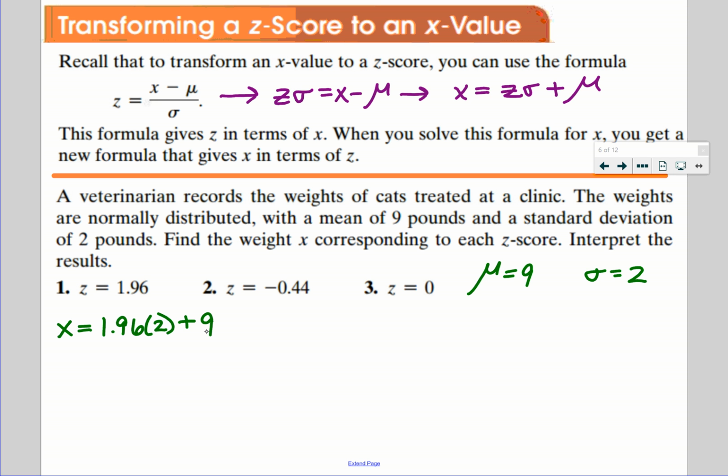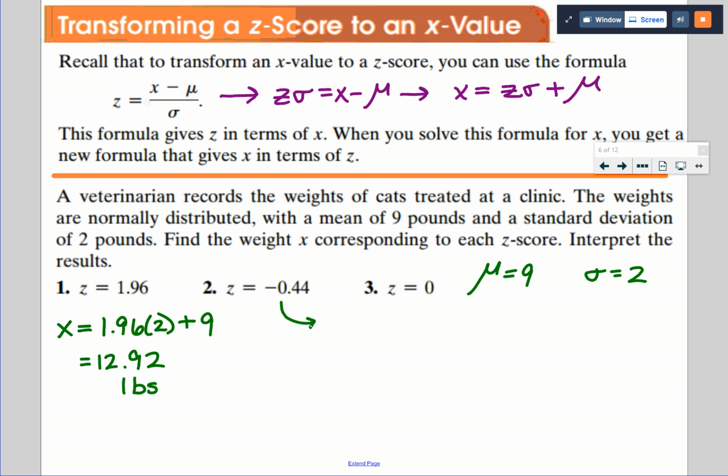So 1.96 times 2 plus 9. And you get 12.92 is a piece of this data, or within the data set that we were given. Everything's measured in pounds here. So it represents a cat that weighs approximately 12.92 pounds would be within that z-score or below that z-score.